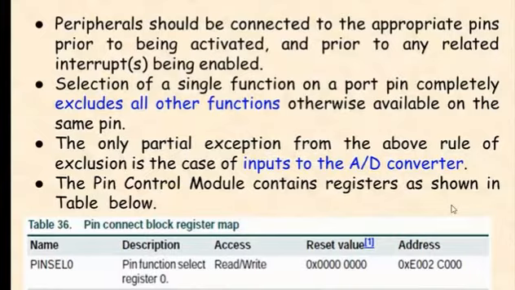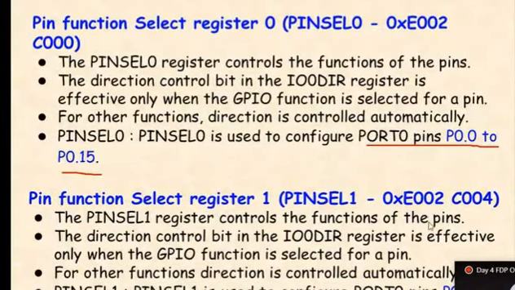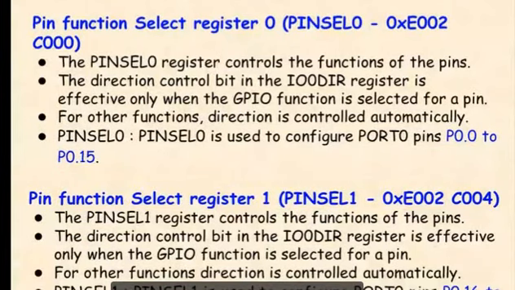So next, pin select register 0 and pin select 1. It is used for port 0. Pin select 0 is for P0.0 to P0.15, and pin select 1 is for P0.16 to P0.31. So these are two registers for port 0, and for port 1, that is pin select 2.